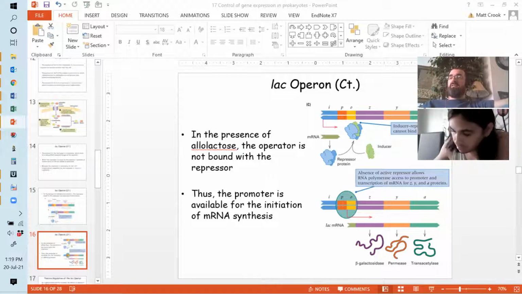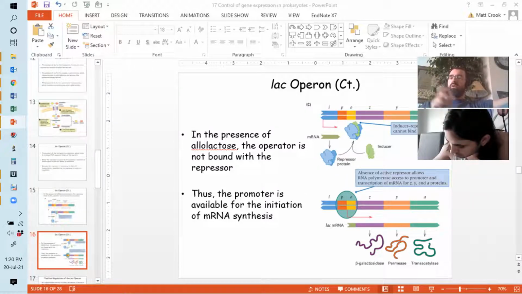Because that gene, being a bacterial gene, will be expressed in the absence of anything binding to the operator. The default state is on. So that's the big switch.